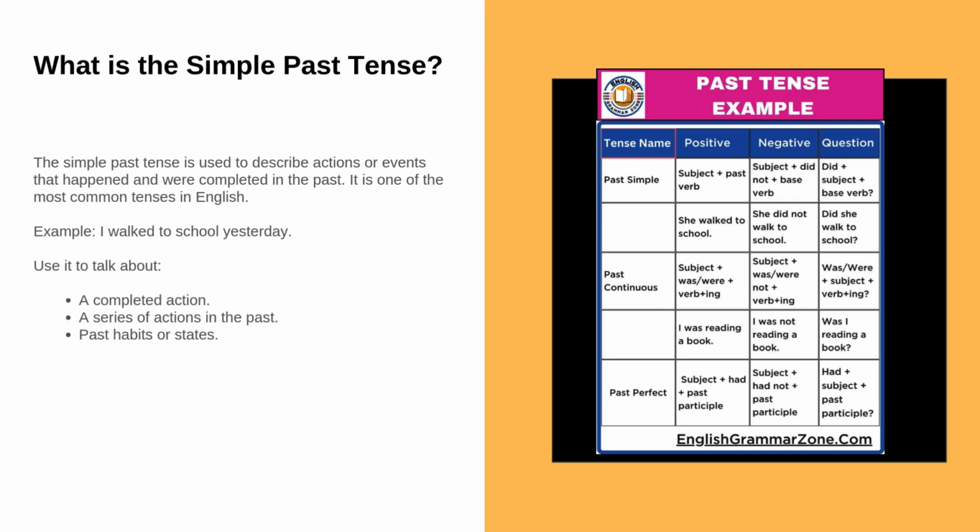The simple past tense is used to talk about actions or events that happened and were completed in the past. It's a fundamental part of English grammar and is used frequently in both spoken and written English.